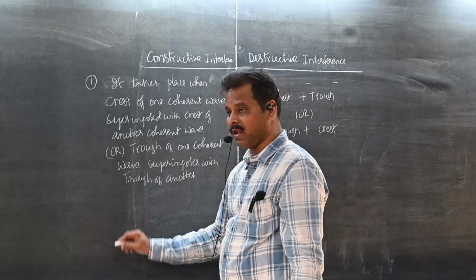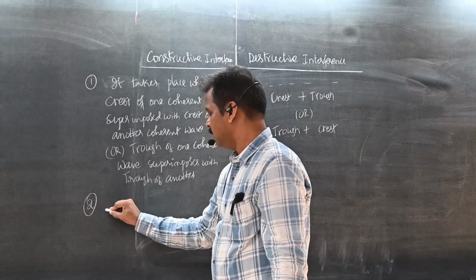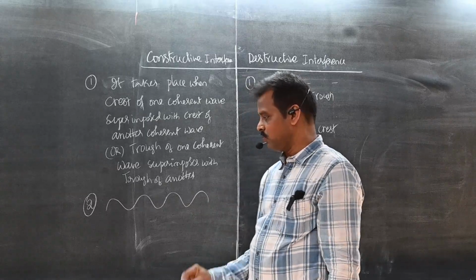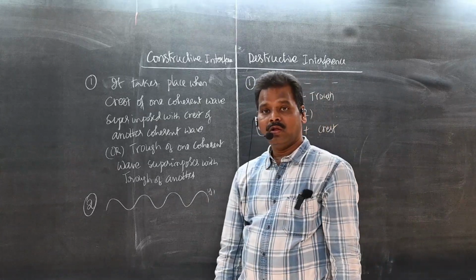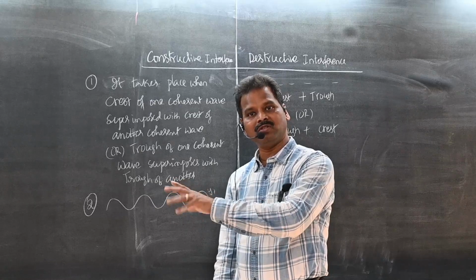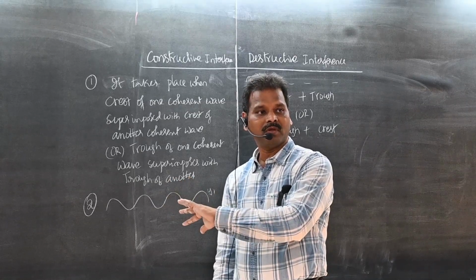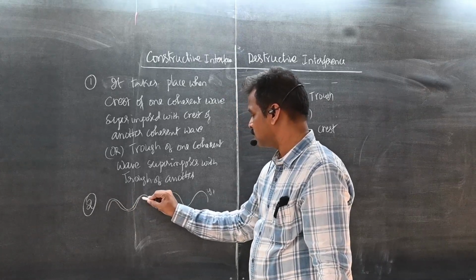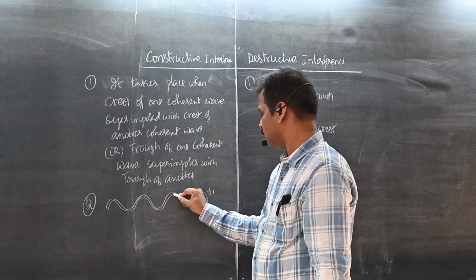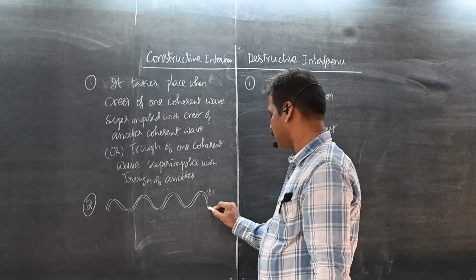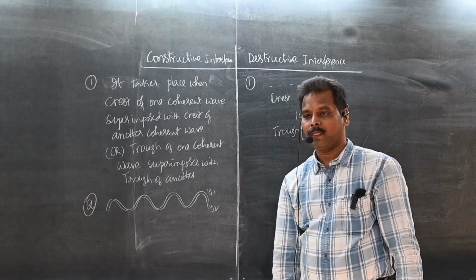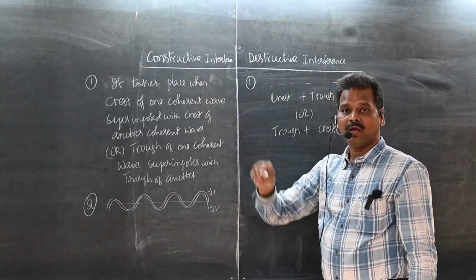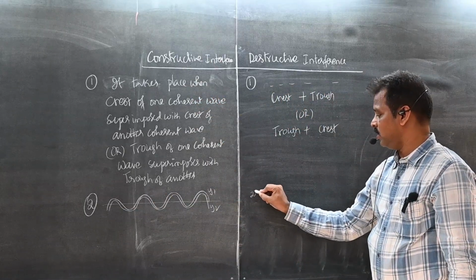So here I will show the diagram. Second one, diagram. This is the first wave, I will take this as y1. As these are coherent, frequency same, wavelength same, speed also same. One more wave is combining like this. This is y2. Then what happens? We will get constructive interference. What is destructive interference?